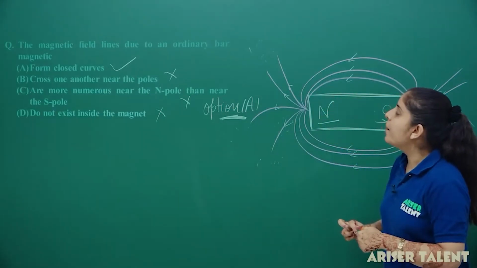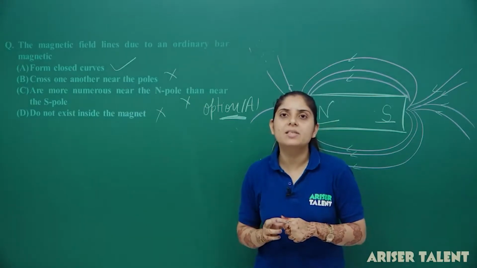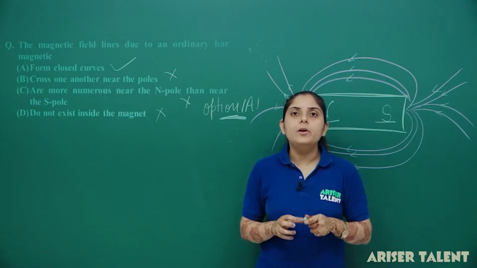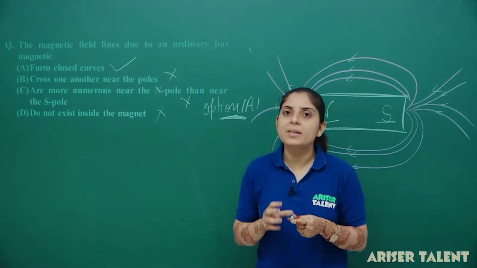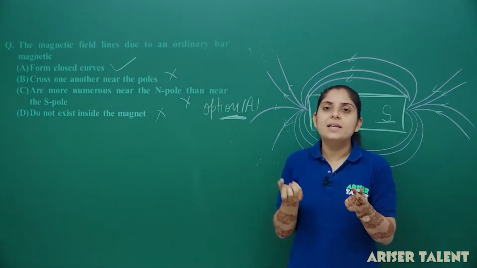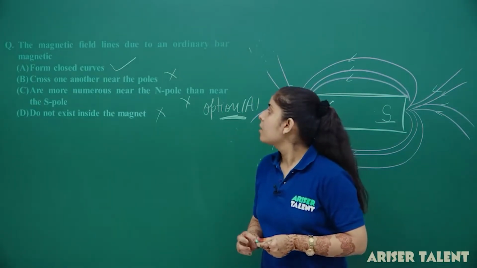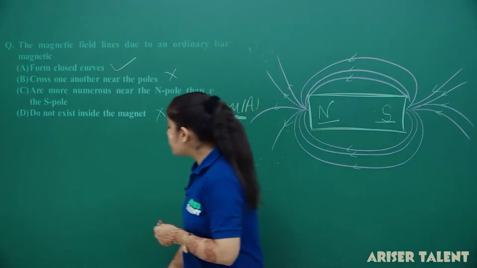So you have to remember the construction of the magnetic field lines due to every element we have discussed. It may be a solenoid, a long current carrying conductor, or a circular loop, because these types of questions usually arise in the form of statements or from the theoretical part we have. Now, let's move to the next question.